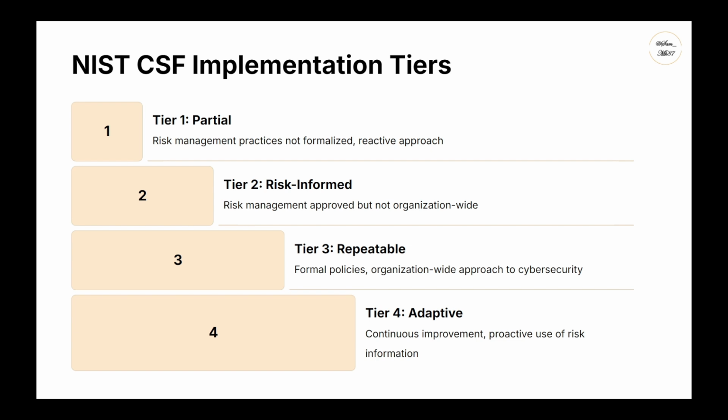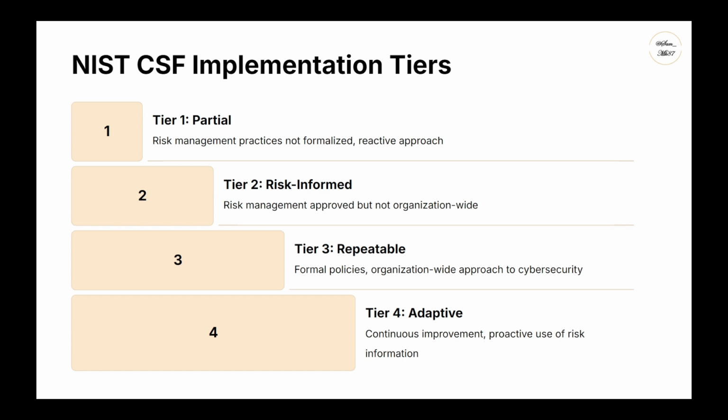So we have tier 1, which is the partial, which is the most basic level. At this level, risk management practices are largely ad hoc and reactive. There is limited awareness of cybersecurity risk and no formalized processes in place. Then in tier 2, we have the risk-informed level, which means that some risk management practices have been approved and documented, but they are not applied consistently across the entire organization. There is some level of understanding of cybersecurity, but implementation may vary between departments.